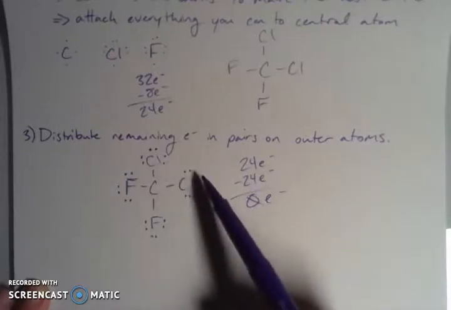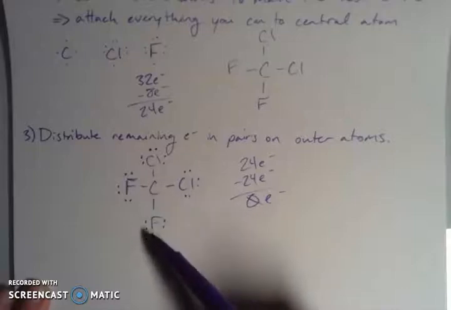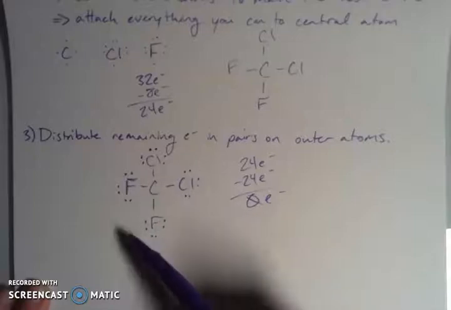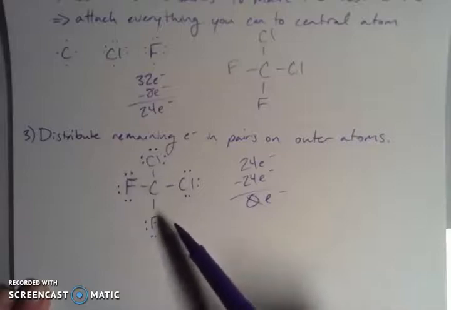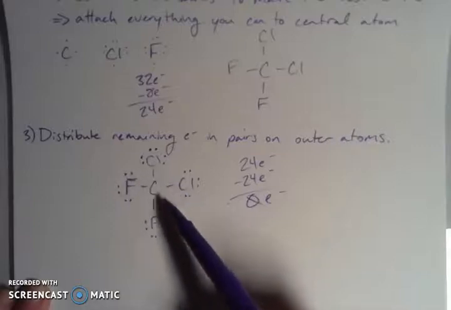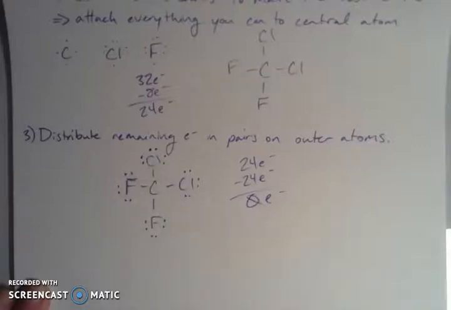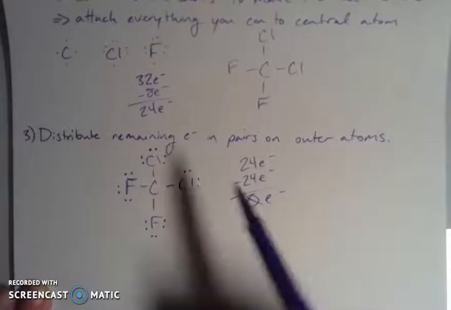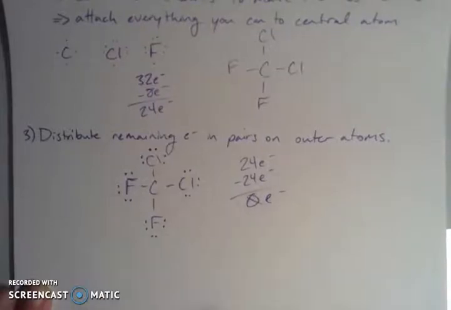So I have 2, 4, 6, 8 on my chlorine, so that one's good. 2, 4, 6, 8 on the fluorine, same is true with these guys. And my carbon has 2, 4, 6, 8 from those shared pairs with the chlorines and fluorines. So everyone is happy. This is a valid Lewis dot structure, and I can go from there. I don't have any electrons left over, and so that's it.